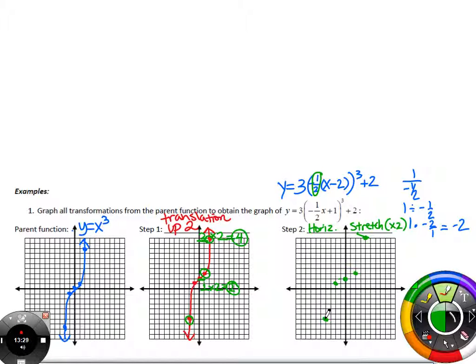The vertex stayed exactly where it was. It only moves with translations. All the other points didn't move any higher or lower. They just got further away from the vertex horizontally because I was doing a horizontal stretch. And I did a little calculation with the original distance times my little number right here to figure out exactly where to put that. So then this is now what I have.